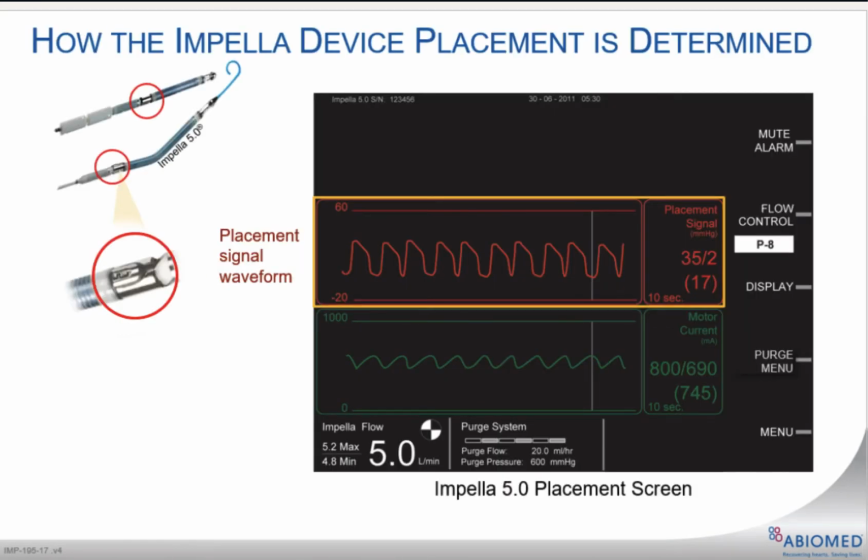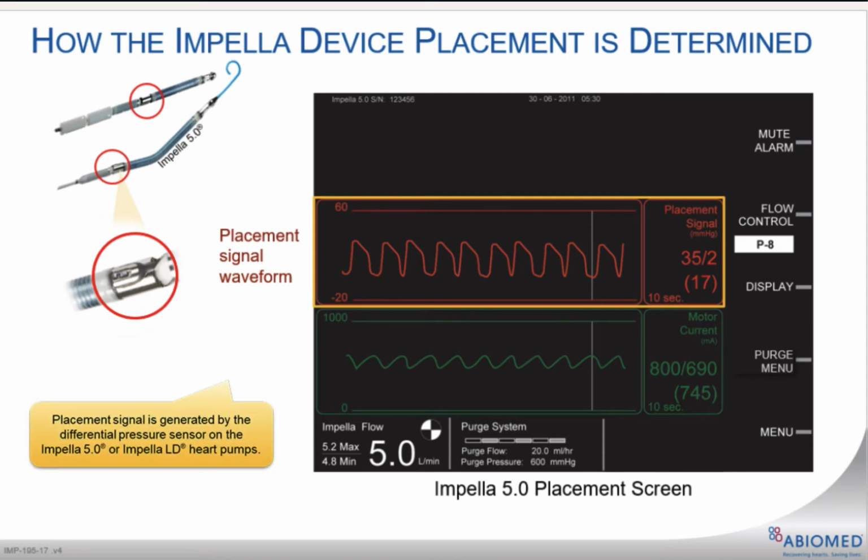To determine whether the Impella device is properly positioned across the aortic valve, the automated Impella controller evaluates whether the placement signal is pulsatile or flattened. The placement signal is displayed on the placement screen. It is generated by the differential pressure sensor on the cannula of the Impella 5.0 or LD heart pumps. The placement signal is pulsatile when the catheter position is correct and flattened when the catheter position is not correct.